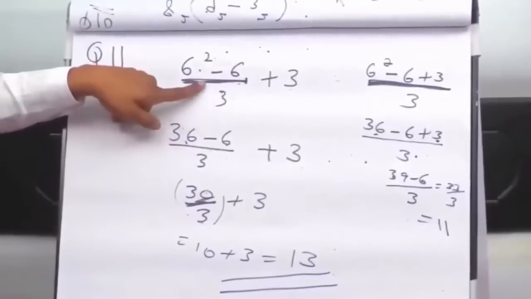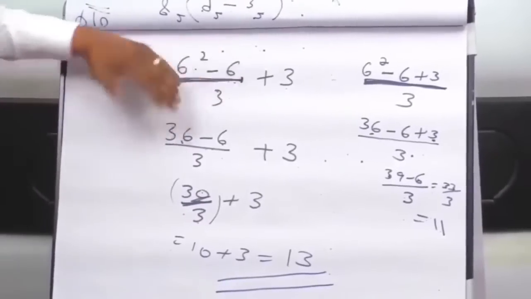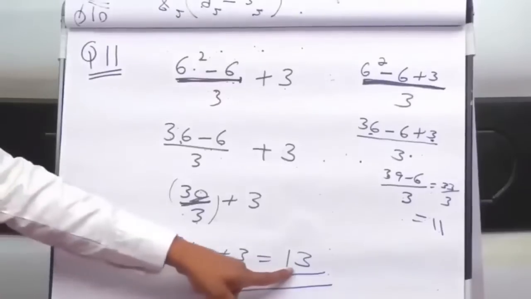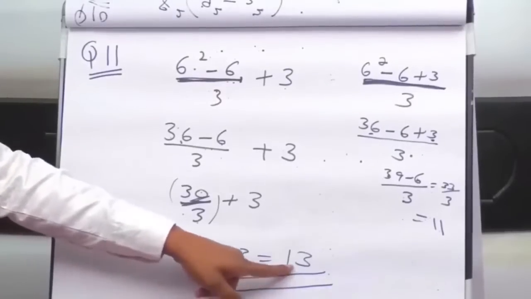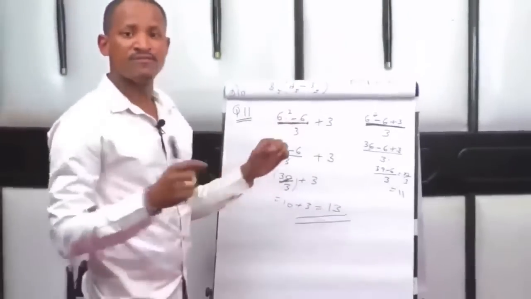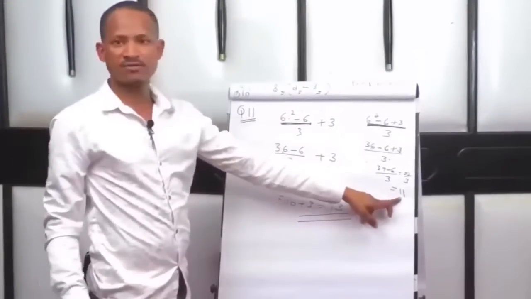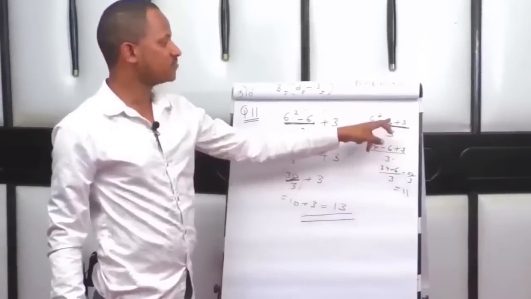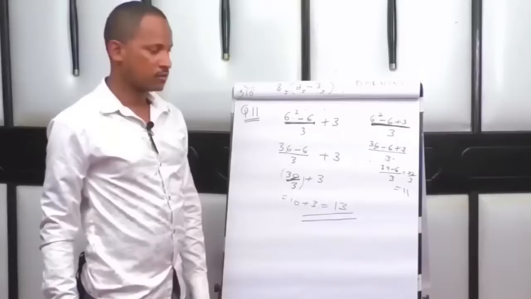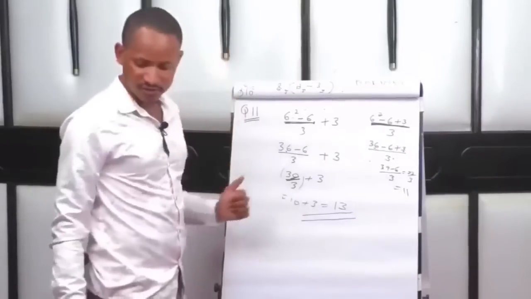The question is asking us this. So you separate and solve this side first, then you add it to 3. So the answer that is required is 13. But you will be given choices, and you will find this other answer also available. Which means that you started by solving the whole numerator, which is wrong. Okay? So this is the right way to solve this.